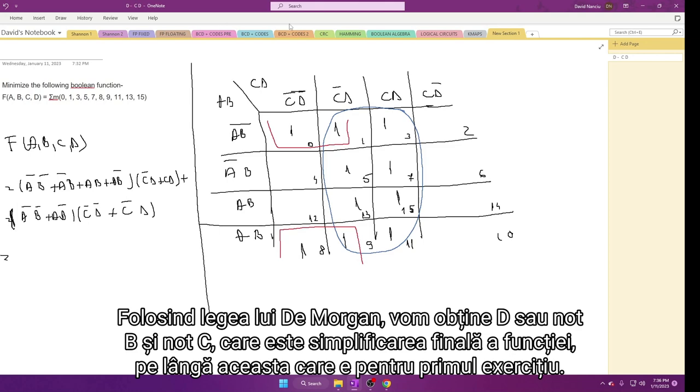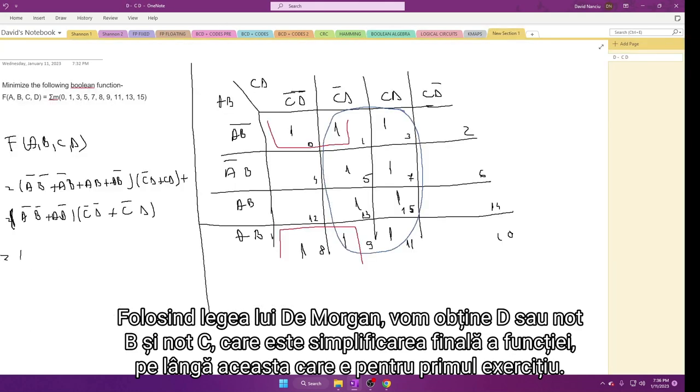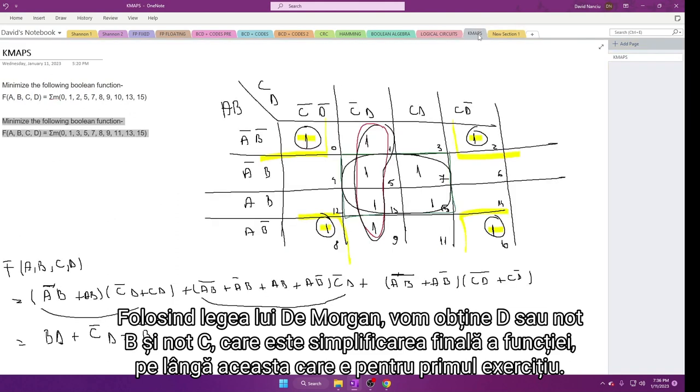Using De Morgan's law that are right here, we'll obtain D plus not B and not C, which is the final minimization of the Boolean function right here, along with this one for the first exercise.